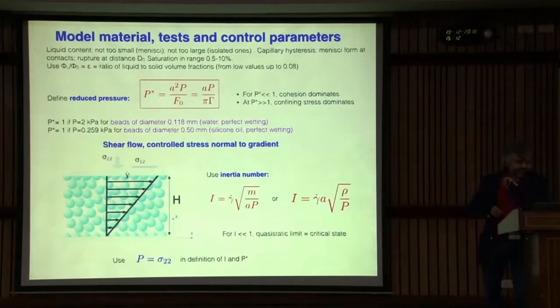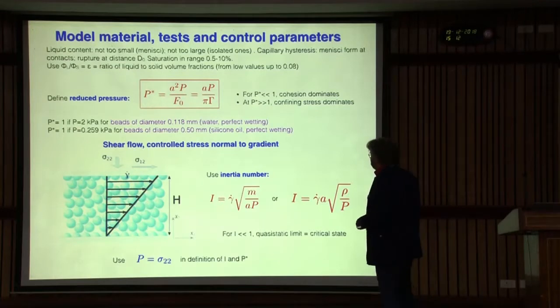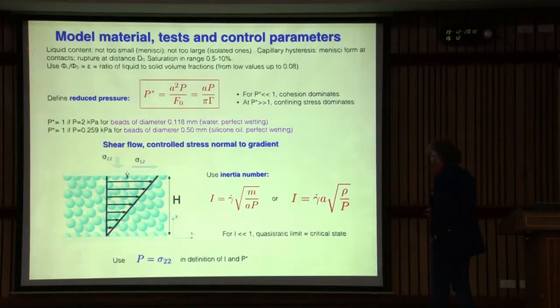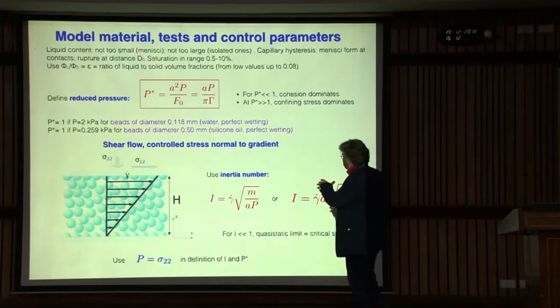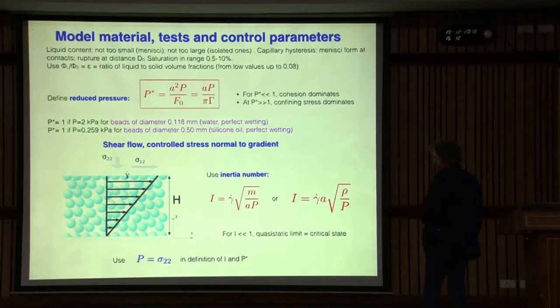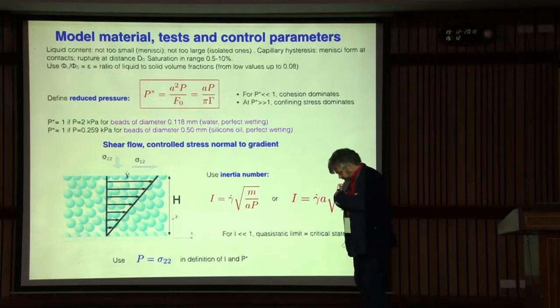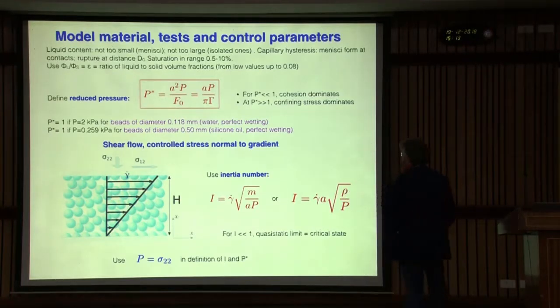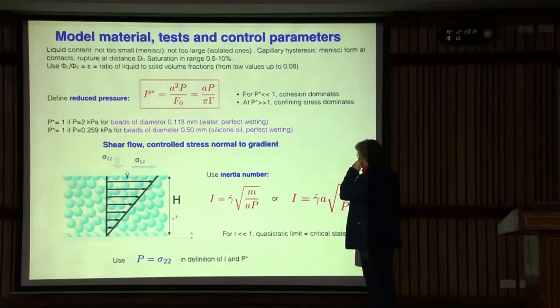The model material, the tests and the control parameters are as follows. We have to introduce a liquid content. In experiments, it should not be too small because many liquid bridges have to exist. It shouldn't be too large, to stay within the so-called pendular regime of isolated bridges. We have capillary hysteresis. That is to say, the bridge forms as soon as the grains contact one another, but not before; they have to touch for the bridge to appear. But it stays if the grains are separated, until a rupture distance D0 is reached. D0 is equal to the meniscus volume to the power 1/3. Saturation is in that range.